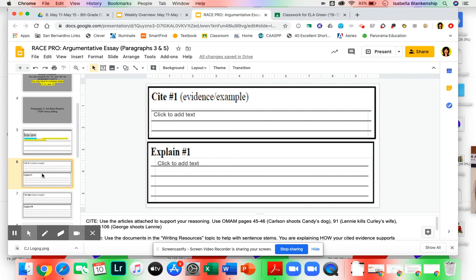So what I'm going to do is I'm going to help walk you through how to cite one piece of evidence. I'm not going to be citing all of it for you. That's part of where your practice comes in. You're not learning if you're just copying, but we will do one together.